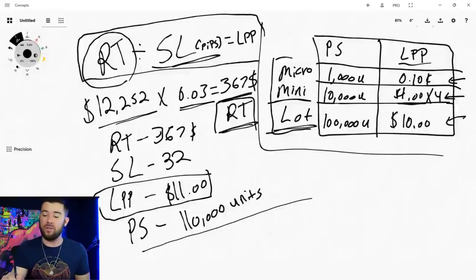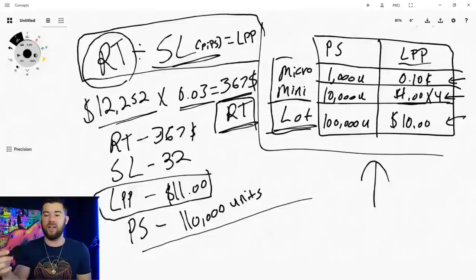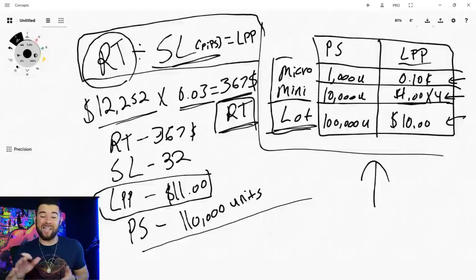Once you have that, you look over at your table, and it's going to show you clearly what position size you need to use just by doing a little bit of math. I can normally do this in under 10 seconds because I've just gotten accustomed to it. So although it may sound a bit complicated right now, I promise doing this eventually will become like second nature, and you'll be able to do it in seconds.